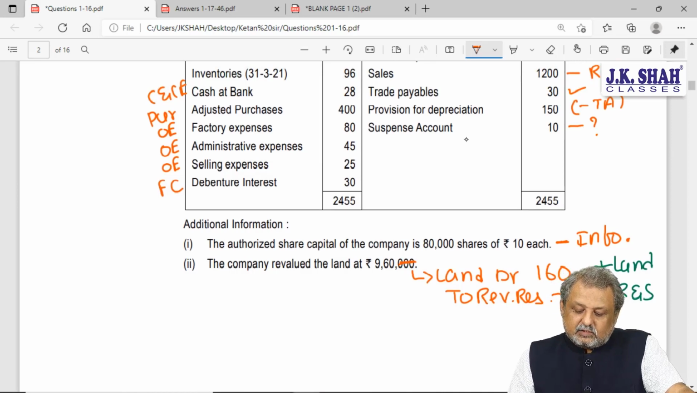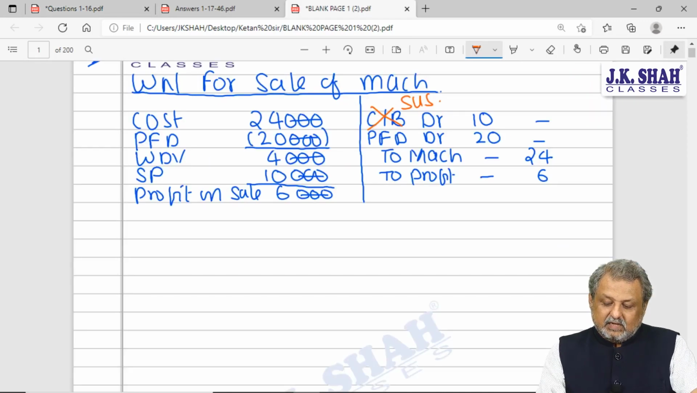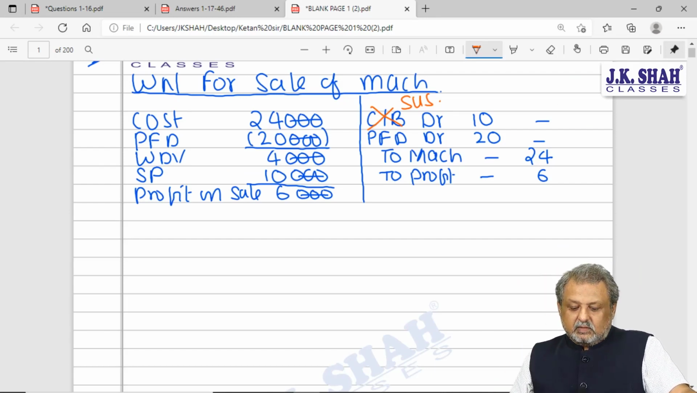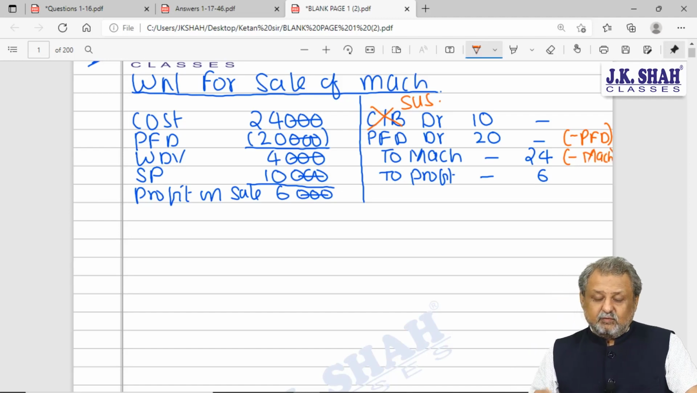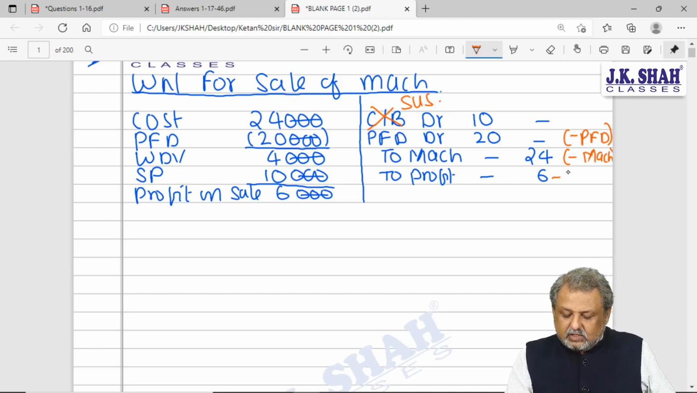So in the trial balance, suspense account, one effect we want to give, that one effect we are giving in the working note. That means whatever error was done on 1st April is rectified now. Then PFD debit, we will deduct from PFD. When the asset is sold, the depreciation is reduced. Cost will be deducted from the cost. However, this profit on sale, ideally speaking, should go as exceptional income.